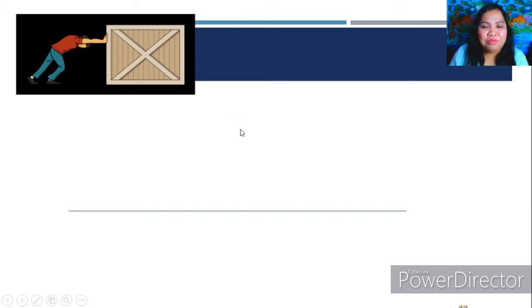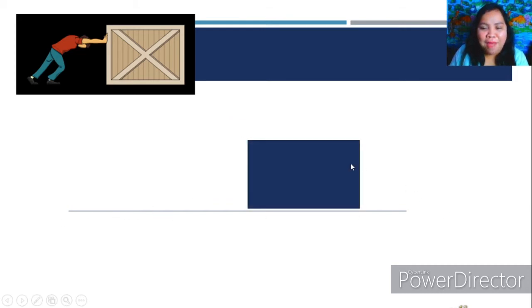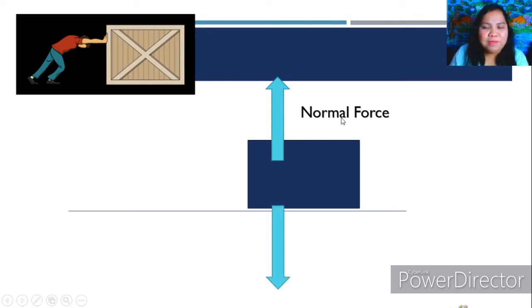We only need to draw the surface and the box. Okay? And what is the first force that you can see there? Okay? So remember all objects are exerting a normal force against the surface. We have the normal force, okay, represented by an arrow upward. Next, okay, opposite of the normal force, we have, correct, gravitational force.